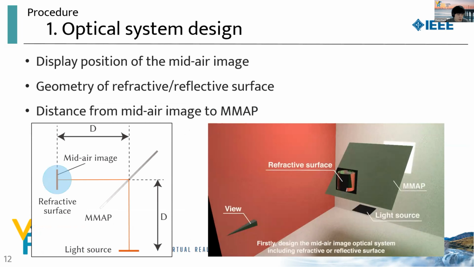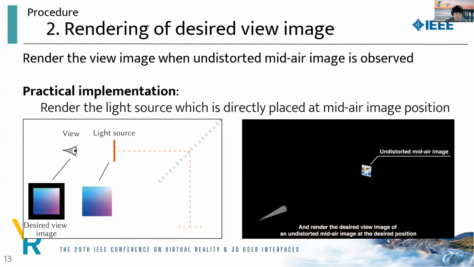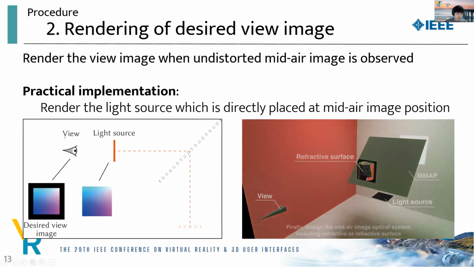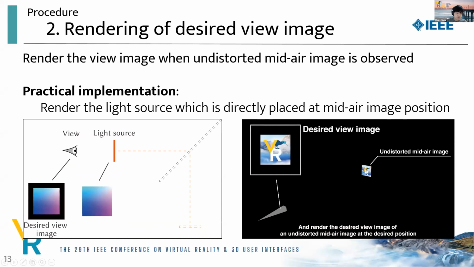At the first step, we determine the configuration of the optical system, such as the position of the mid-air image, geometry of the refractive or reflective surface, and distance from the mid-air image to MMAP. At the second step, we render the desired view image when the undistorted mid-air image is observed from a fixed viewpoint. In practical implementation, the light source is directly placed at the mid-air image position, and the view image is rendered.